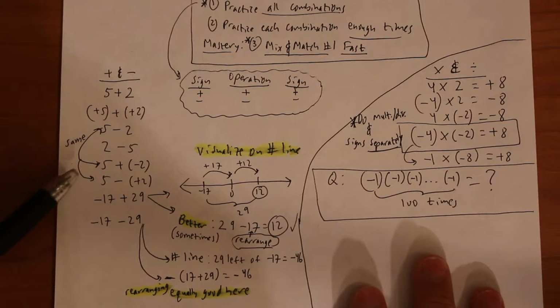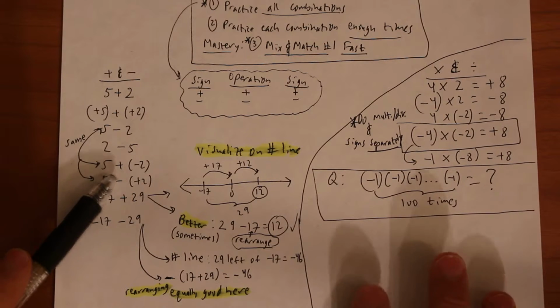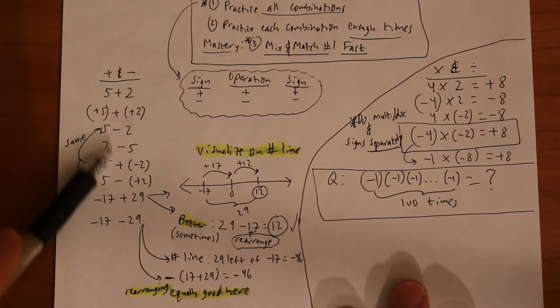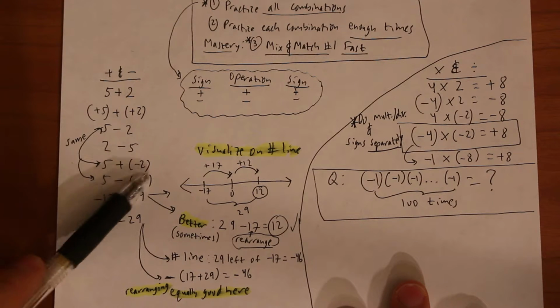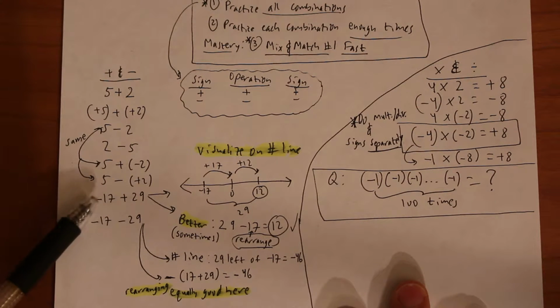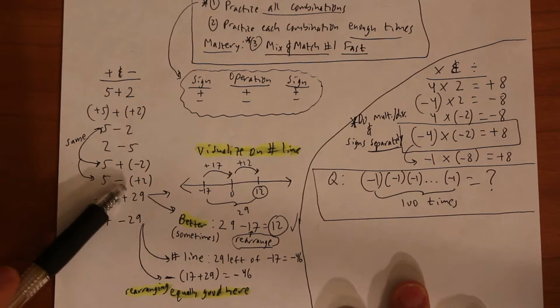So 5 plus a negative 2, that plus a negative is the same thing as if we just had a 5 minus 2. So in your mind, it's really helpful to just simplify this and turn this into a minus. And it's the same thing if you see a minus plus. Similarly, you want to turn that into a minus as well.